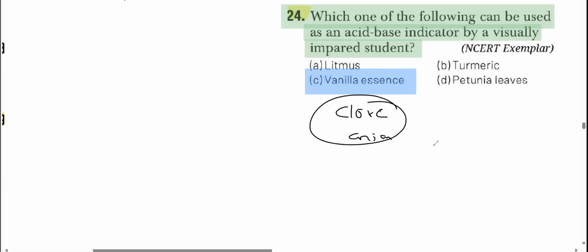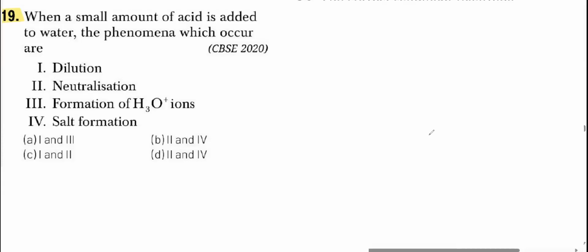So what we should use, what I said, is olfactory indicators, and there is only one olfactory indicator, that is vanilla essence. They cannot see the color, but they can smell it. And vanilla essence, as you know, is an olfactory indicator. Besides that, other olfactory indicators are clove and onion, right? These are the two other olfactory indicators.